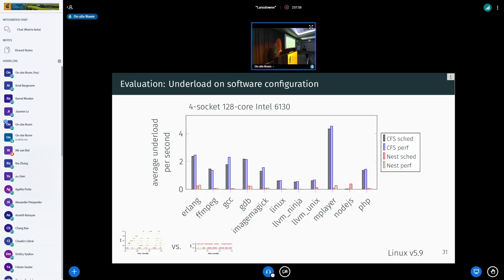So now we have the evaluation. This is the underload for a whole bunch of different configuration things. This is the average underload over the entire execution. So we're often using 1, 2, 3, 4 cores too many. And then you can see in the red and yellow parts that NEST basically gets rid of that.